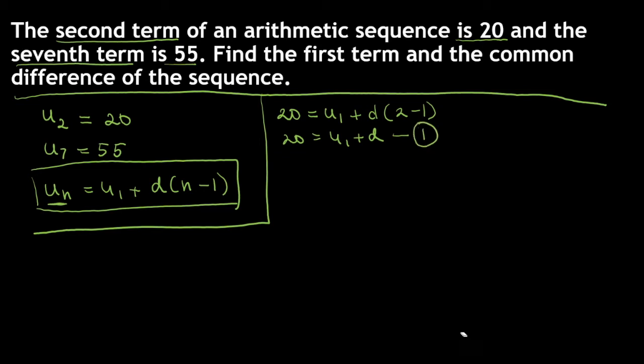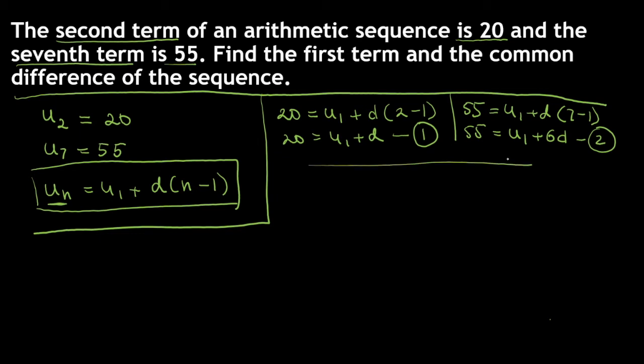Now we're going to make another similar equation like this, but using the seventh term. So we're going to have 55 is equal to u1 plus d into 7 minus 1. 55 is equal to u1 plus 6d. This is our second equation. Now, all we have to do is, this is middle school math right here. We just have to solve, do elimination, do substitution, whatever you need to, find the values of d and u1. So let's do that as well.